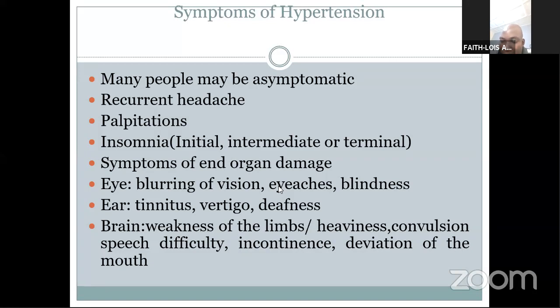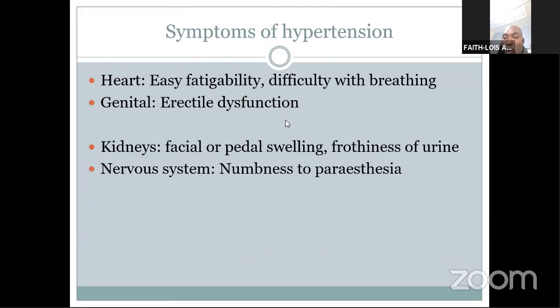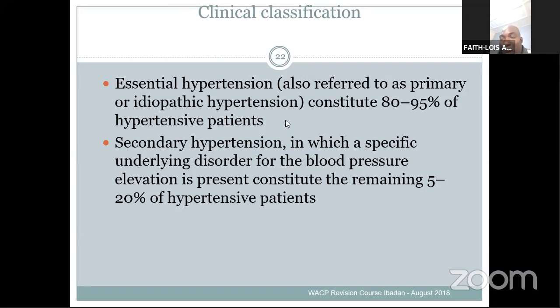Now, how do we classify hypertension? We could classify it into essential hypertension, which is also called primary hypertension or idiopathic hypertension. And that is commoner, in about 80 to 95% of cases. While secondary hypertension is as a result of some underlying disease conditions, be it renal, endocrine, and hematological conditions.